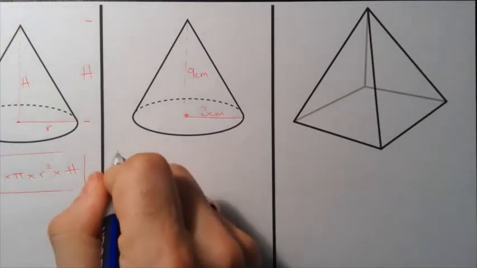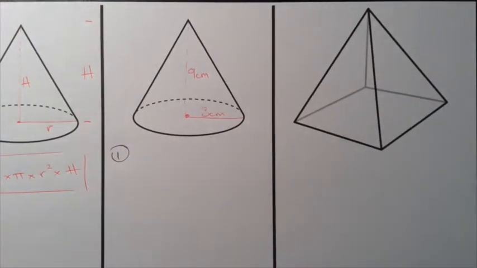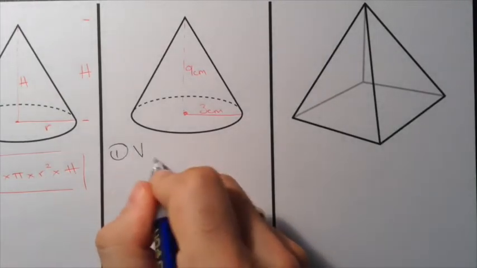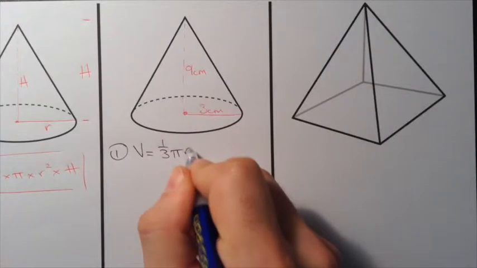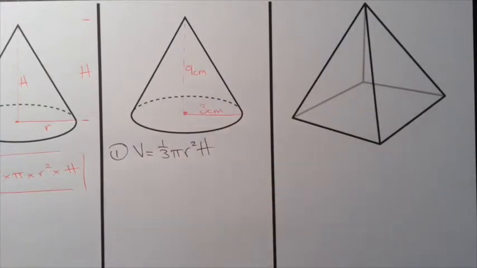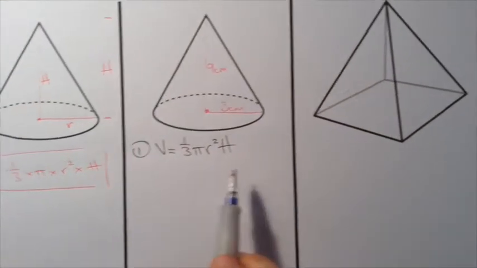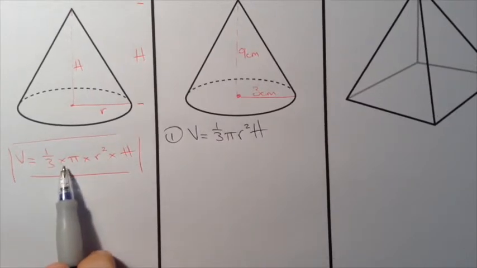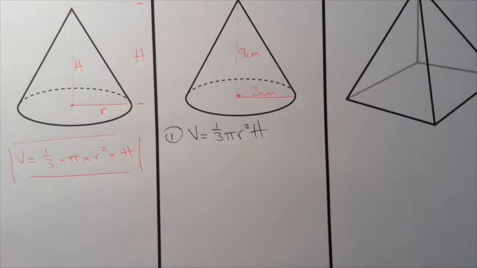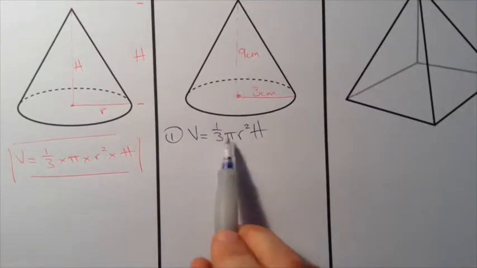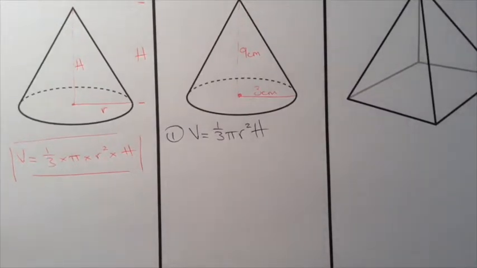First thing that I want you to do is always write down the formula that you need to use. So our formula is V equals a third pi r squared capital H. There's no times in there. If you look at the two formulas, compare them, I've got the multiplying signs in there, the times. You don't need to write them down because it's what you do in algebra. Basically, they become invisible.